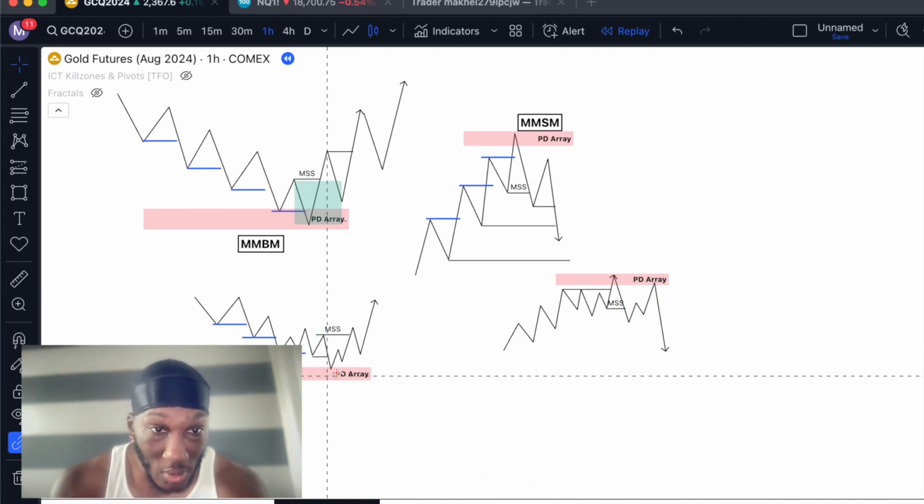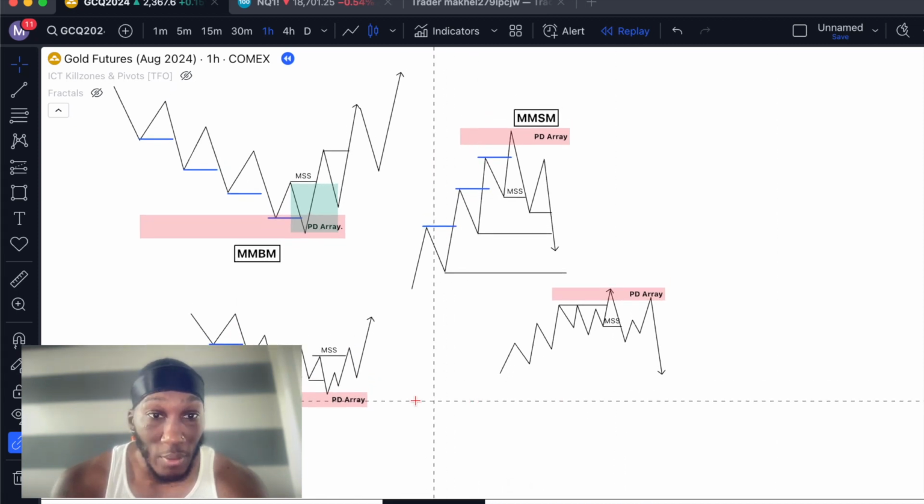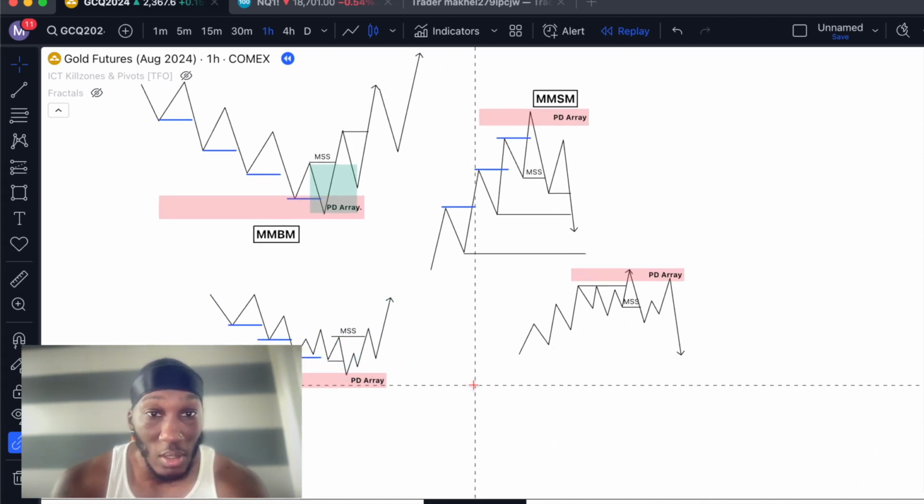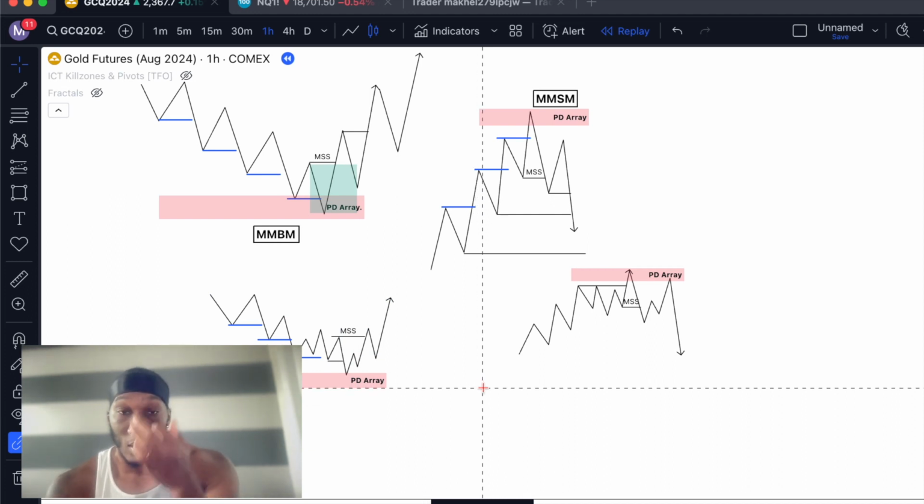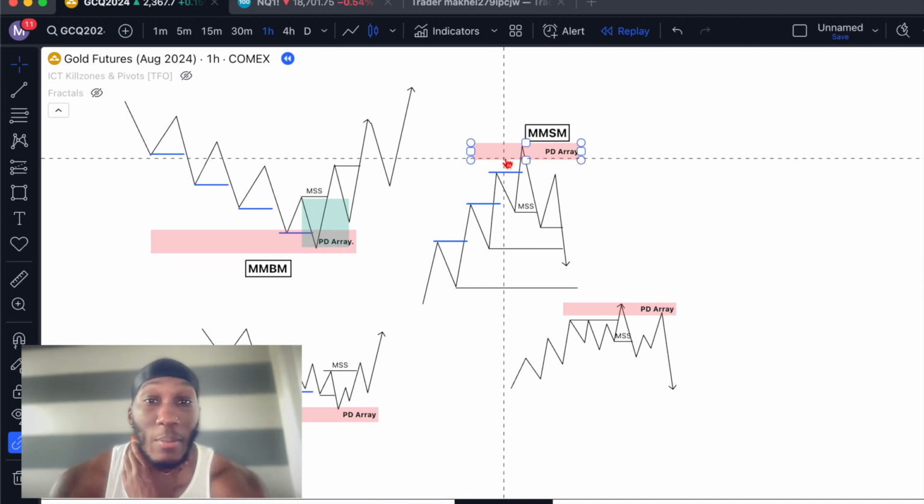I'm not sure if this was shown in my video, but if it wasn't, here you go. This is a clearer understanding of it. So this is literally the market maker buy model and market maker sell model.